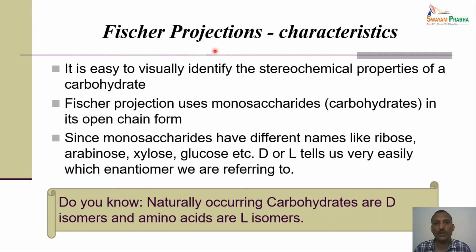Let us look at some of the characteristics of Fischer projection. This is very easy for visually seeing the stereochemical properties of a carbohydrate, mainly the monosaccharide. This method was famously used by Fischer and is followed by other people also. Basically, the Fischer projection is used for monosaccharides, in the case of carbohydrates, in their open chain form. So we are not talking about the cyclic monosaccharides, we are only talking about the open chain form.